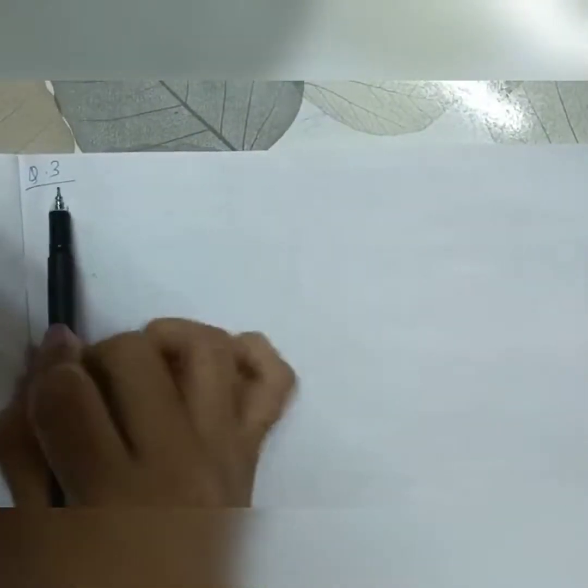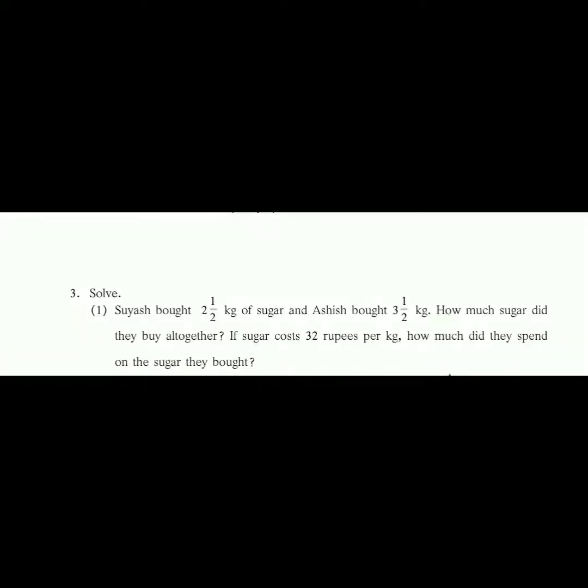Okay, so question number 3 deals with word problems. So let us see what is the first word problem. First question. Suyash bought 2.5 kg of sugar and Ashish bought 3.5 kg. How much sugar did they buy altogether? If sugar cost 32 rupees per kg, how much did they spend on the sugar they bought?